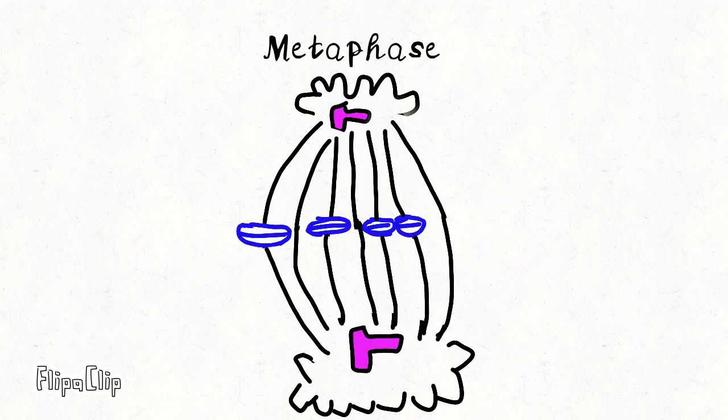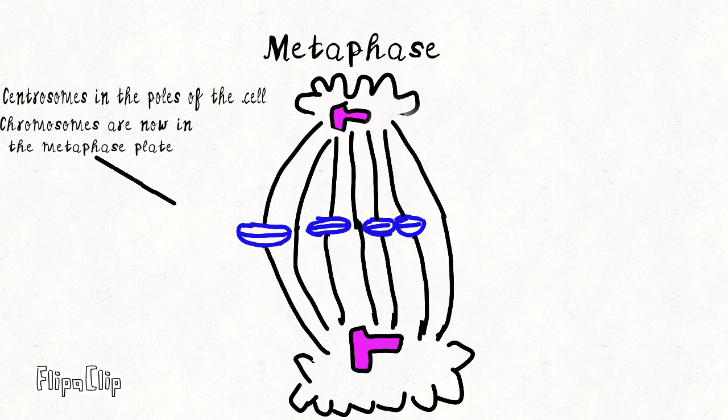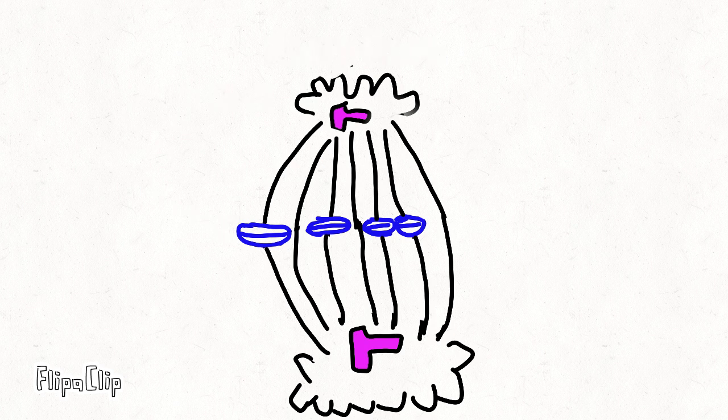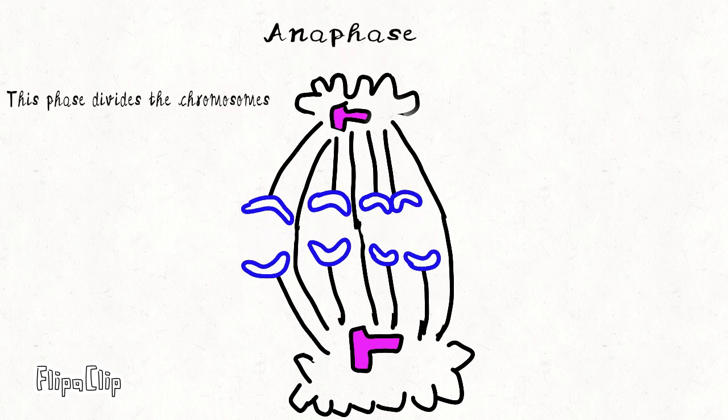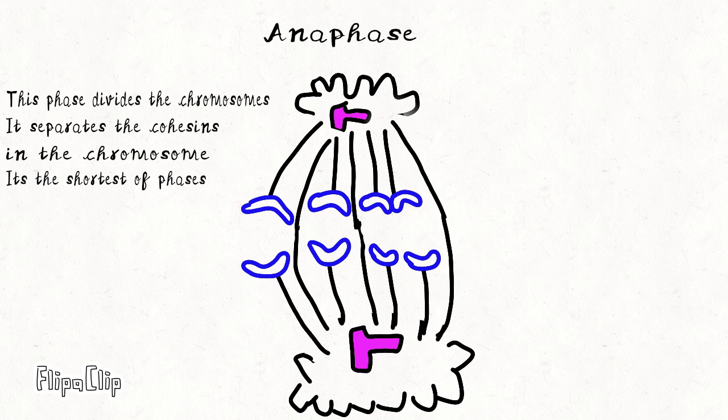During metaphase, the centrosomes are now on the opposite sides of the cell, and the chromosomes are lined up in the middle. The chromosomes are lined up in a place called the metaphase plate. Usually the shortest of phases, anaphase separates the sister chromatids from each other.